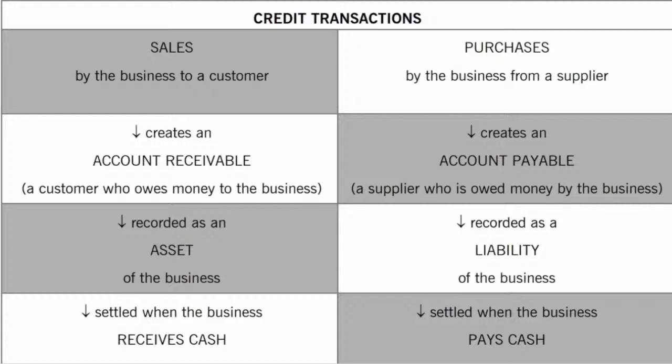Why does this matter? Understanding these two types of accounts is crucial because they reflect how businesses handle cash flow. Here's why. Accounts receivable shows the money coming in. It's a measure of what the business is waiting to collect from customers. Accounts payable shows the money going out. It's a measure of what the business owes to others. Both are a natural part of running a business. Balancing them effectively helps ensure the business has enough cash to operate smoothly.